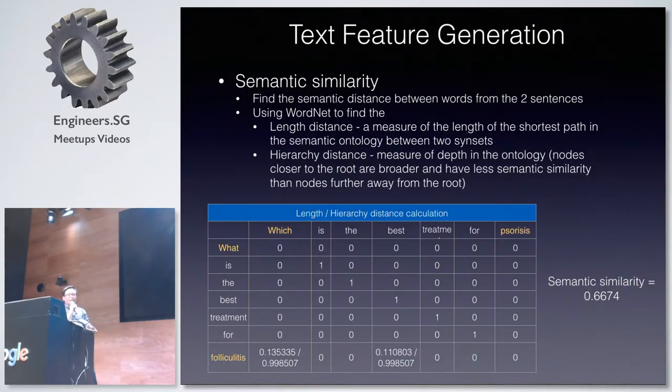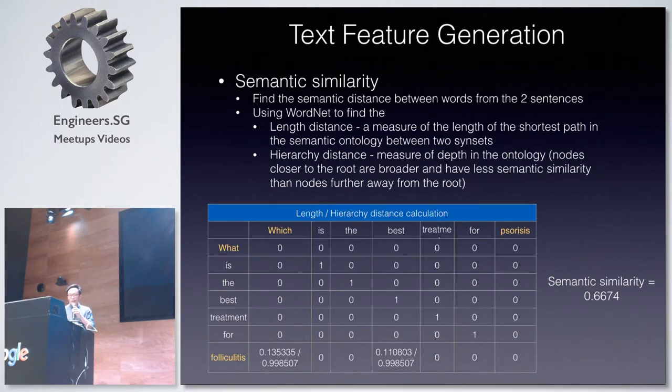This is where I took the approach of trying to use WordNet from Princeton. It's basically trying to find the semantic distance between the two words from the sentences. With WordNet, we're using the synsets to determine the length distance and hierarchy distance. So what is length distance? Length distance is the measure of the length of the shortest path in the semantic ontology between two synsets. Each word belongs to a synset, and how far are they from each other? Next is the hierarchy distance, the measure of depth of the ontology. The nodes closer to the root are broader and have less semantic similarity.